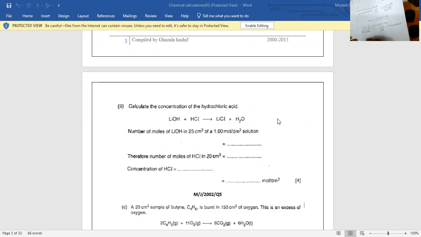So, okay, let's use the formula. Molar concentration is number of moles divided by the volume of solution, right? Yes, miss. One minute. Okay, so now here you will use dm. I was using cm, you will use dm. So number of moles is 0.025 over volume of solution is 0.02.